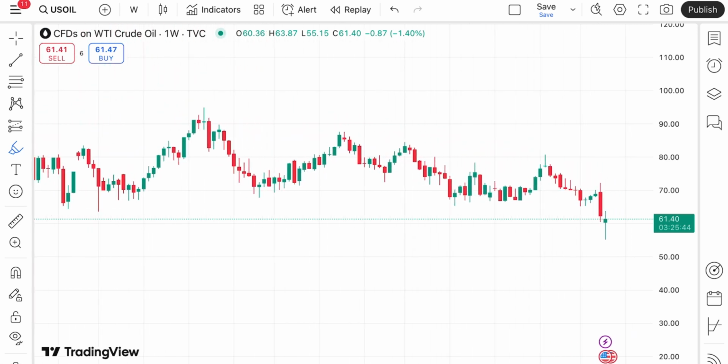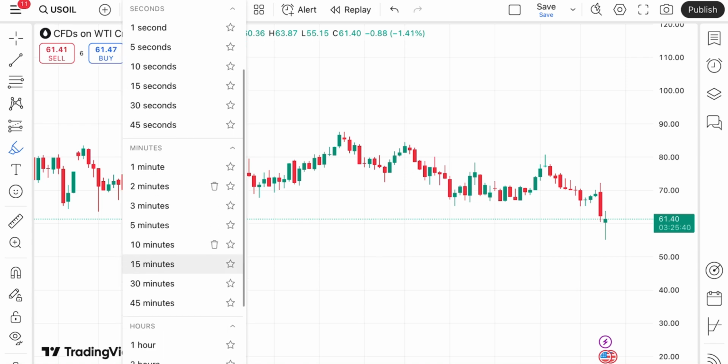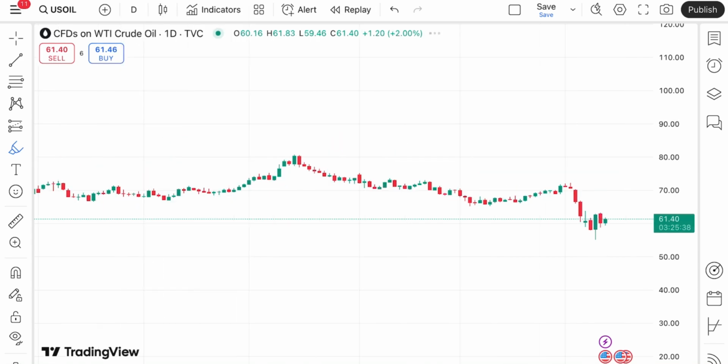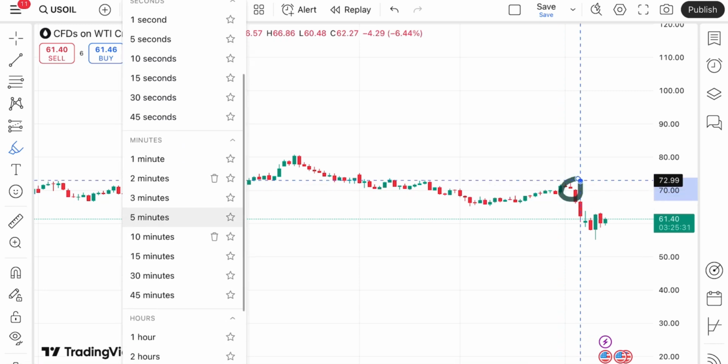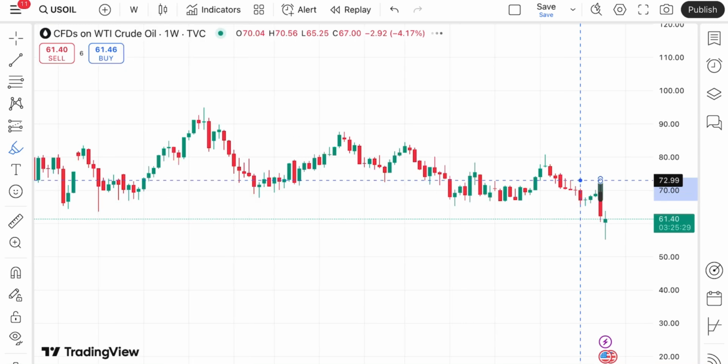For this particular week, it is showing a green candle, but if we go to a day-wise chart, you will see clearly that a pattern is forming. There is a gap coming at this particular level, so chances can be high that if the price goes above a level of 68, this gap can be filled at a level of $70.